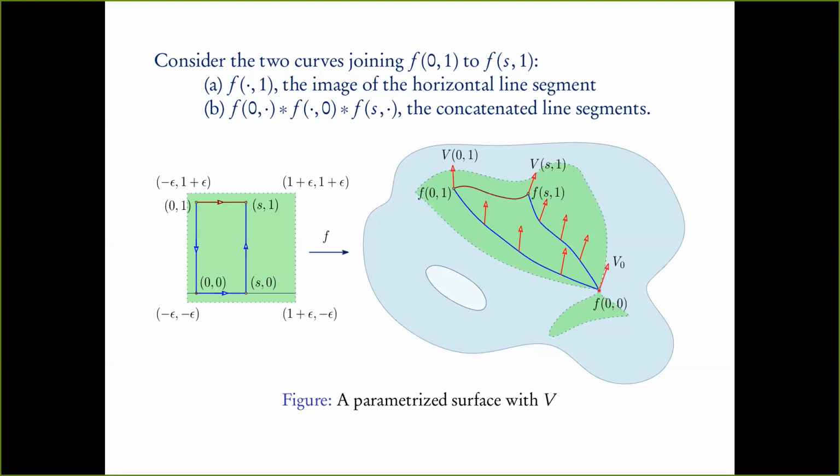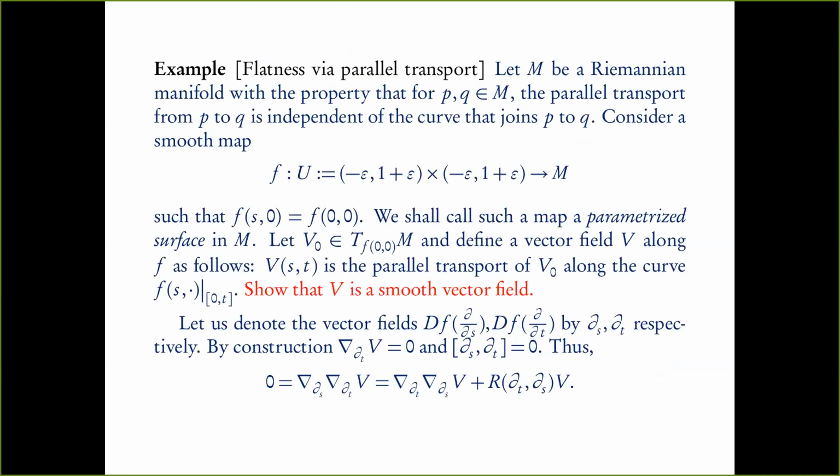Is it okay? I could repeat this. Okay, so let's go back. I didn't want to have the pictures in both places because it's just a waste of a slide. So the point is that this is how V is defined. You parallel transport V0 along the image of a vertical line segment, and V of st is now a vector at the tangent space at F of st of M. So the first exercise for you is to show, using smoothness of parallel transport and so on, that V is a smooth vector field on F of U.